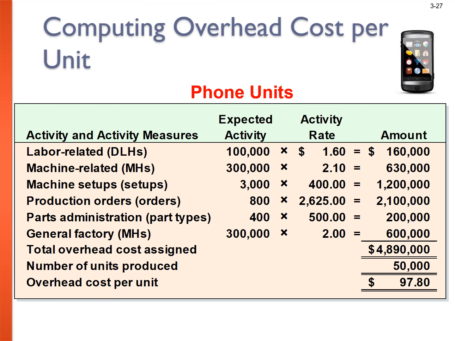So how much overhead should be allocated to each phone? Well, the total overhead will be $4,890,000, but that's to produce 50,000 phones. Divide the 50,000 into the 4,890,000. Cost per phone, overhead cost per phone that should be allocated, $97.80.